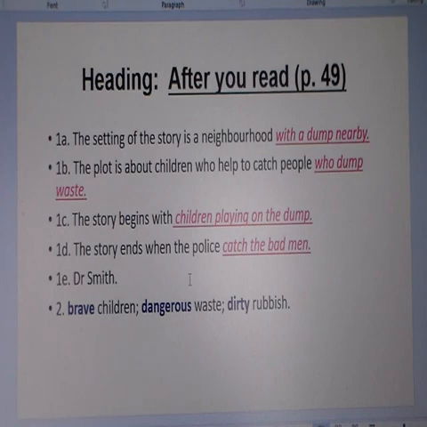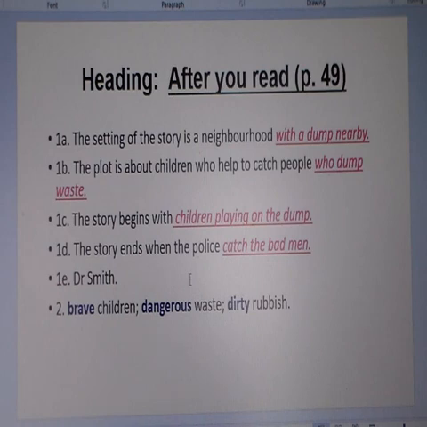Question 1B, the plot is about children who help to catch people who dump waste. Question 1C, the story begins with children playing on the dump. Question 1D, the story ends when the police catch the bad men. Remember, they catch the bad men with the help of the children as well as the guy that helped the little girl. Question 1E, you had to name one character there. The character is Dr. Smith. That was not mentioned on any of the pages.